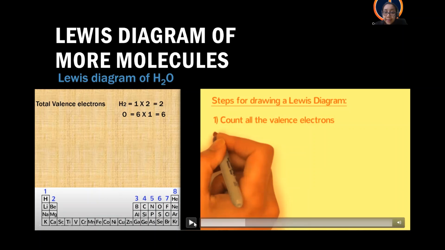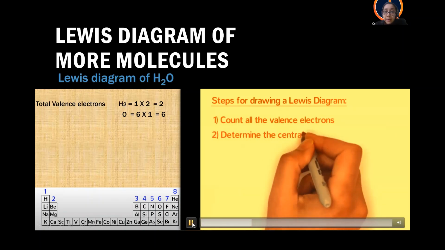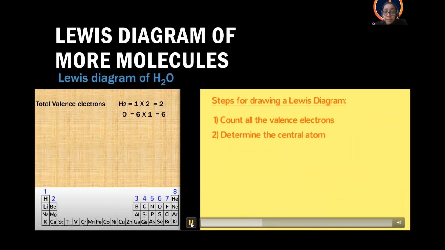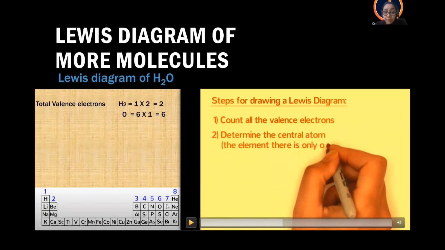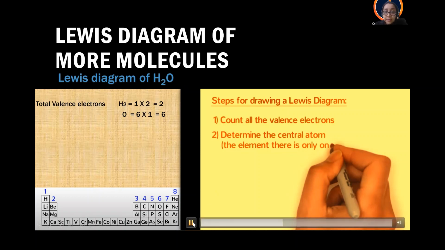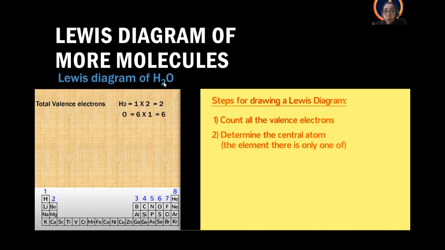Now coming to the next rule, which is to determine the central atom. So here it is very important, students. The central atom is the atom which is less in number. So for example, in this case of water, there are two hydrogens, that is, the hydrogen number is 2 and the oxygen number is only 1. That means oxygen is less in number, right? And hence we can understand that oxygen should be the central atom, right? And this is the thing that we have to follow while drawing every Lewis diagram.